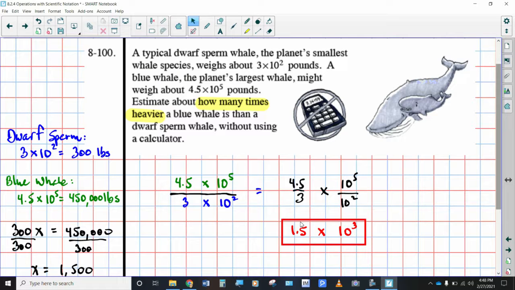And does this match the 1,500? I think it does, because 10 to the third is 1,000, and 1.5 times 1,000 would be 1,500. So let's just go back to this. When you are doing division with scientific notation, set it up as you see it here: one fraction for the leading factors, and a second fraction for the powers of 10. Then we'll simplify each one of those and put them back together in scientific notation.